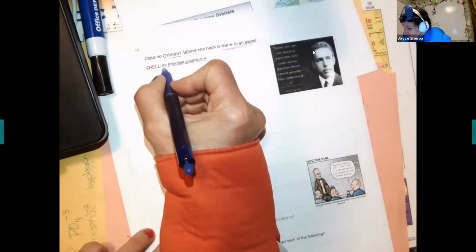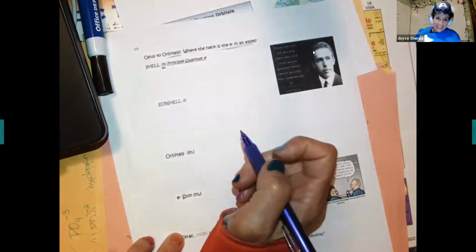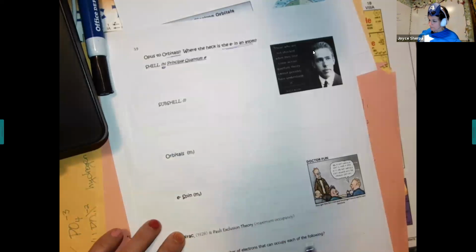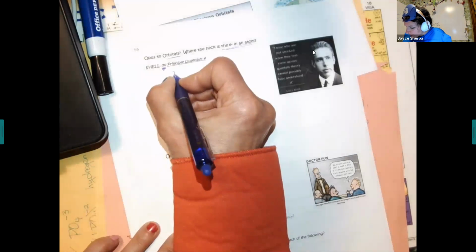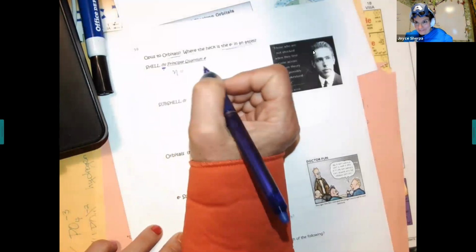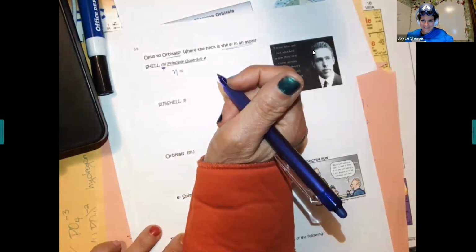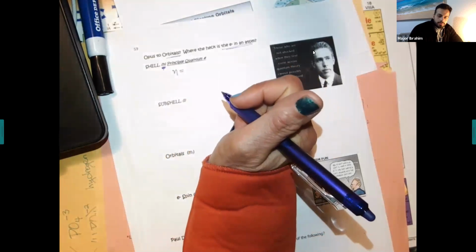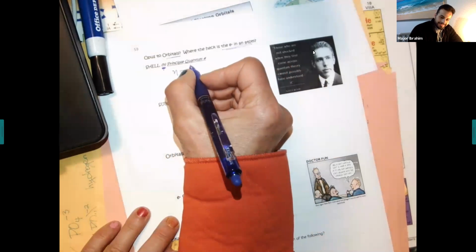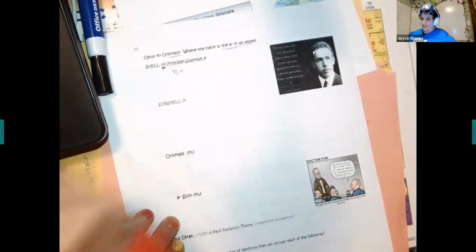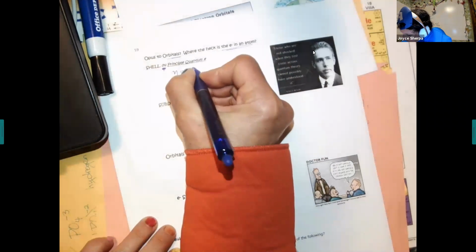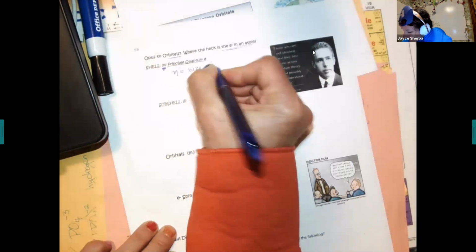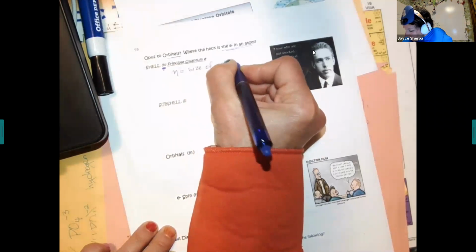All right, so the shell is given the designation N. It's called the principal quantum number, and N tells us what? The number of the orbitals? Is that right? Not quite. N is telling us the size of the orbital. So the size of the orbital, or how far out you are, what layer.